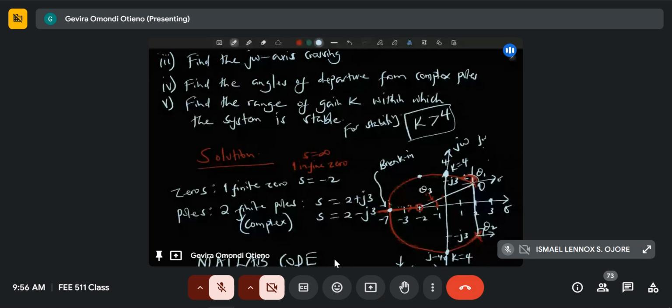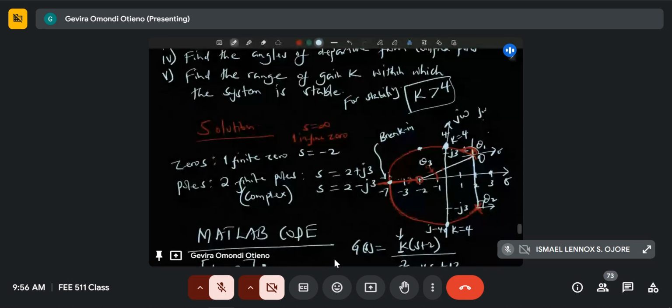When K is greater than 4, we know our pole is on the left half plane. Within the root locus, the pole is on the left half plane, and therefore that is the region of stability. So that is the solution for the last question. It's usually just by observation.